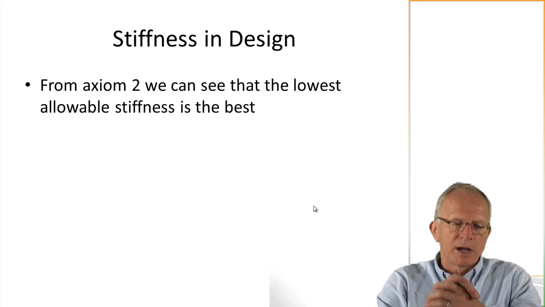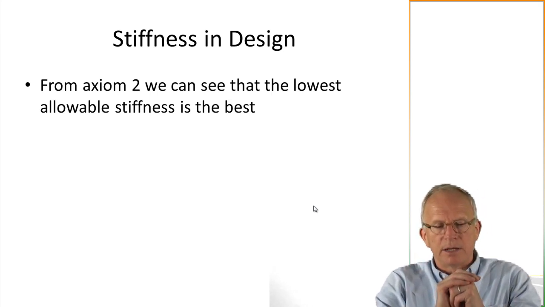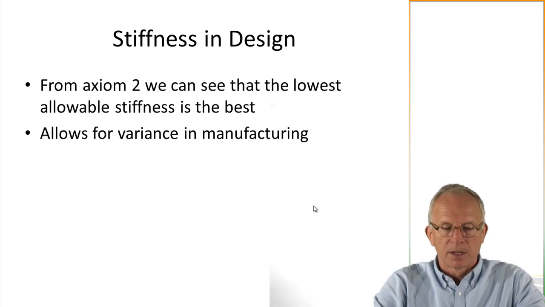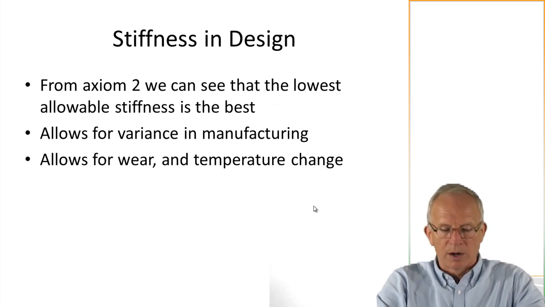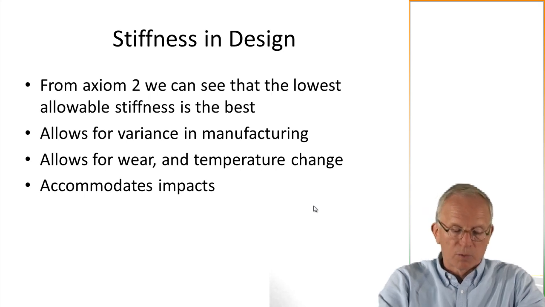So we would have a constraint about how big this cam spring lever system can be, and then I'll use the softest spring, which would be the largest spring, that would be consistent with that constraint. So reducing the stiffness allows for variance in manufacturing, as I mentioned, wear and temperature change. It also can accommodate impacts better. Softer springs, when you hit them, respond with less force.